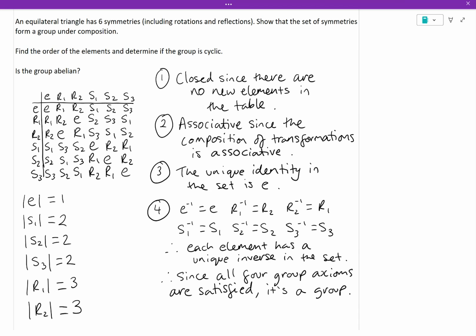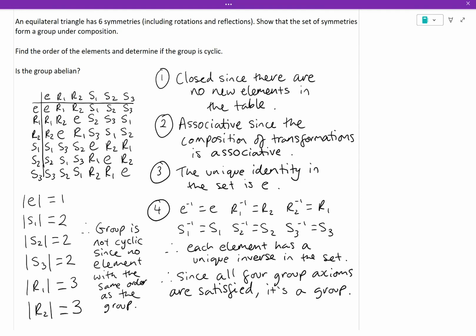Now we have to determine if it is cyclic. Well, if it's cyclic, there'll be an element with the same order as the group order. However, there is no element of order 6. So therefore, this group is not cyclic. Okay, so therefore, group is not cyclic since no element with the same order as the group.